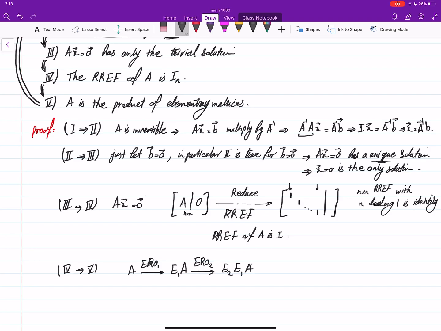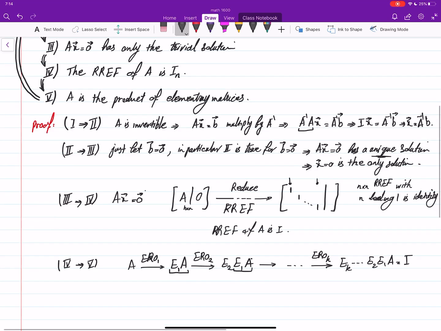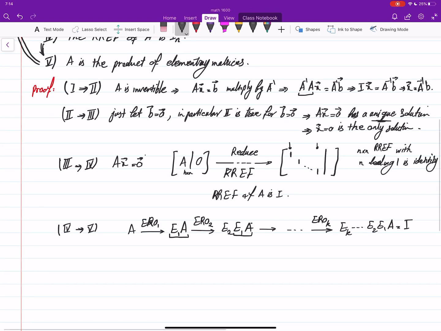Remember, all elementary row operations can be realized by matrix multiplication by an elementary matrix. So you do all these elementary row operations. Let's say k of them exist. So this means that we have Ek up to E2 E1 times A equals, at the end, the identity matrix.